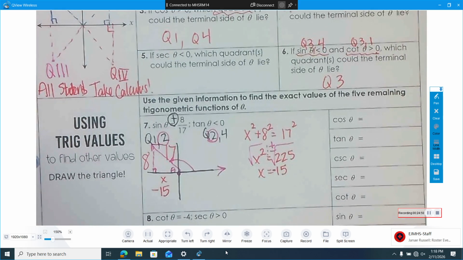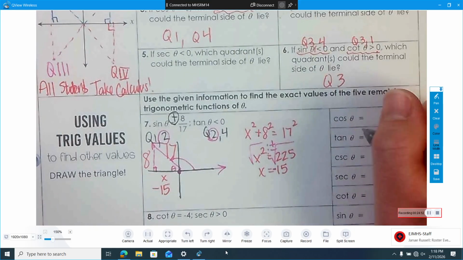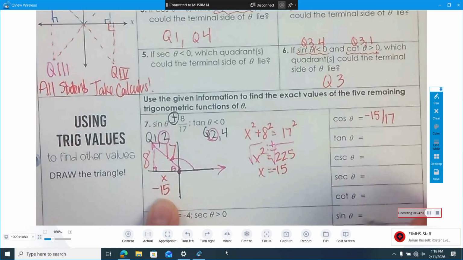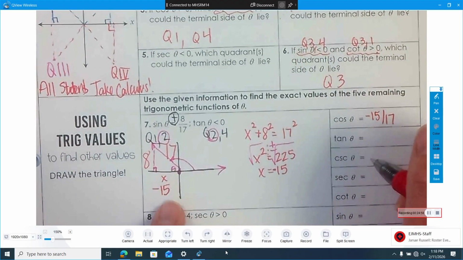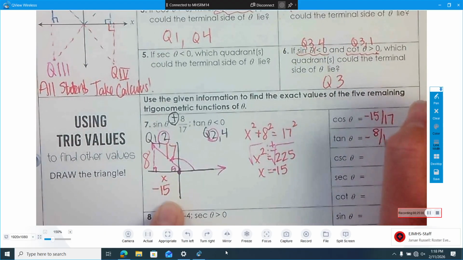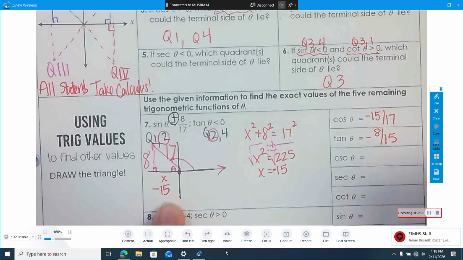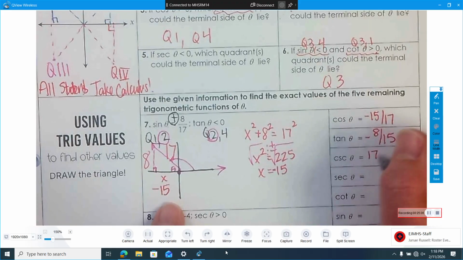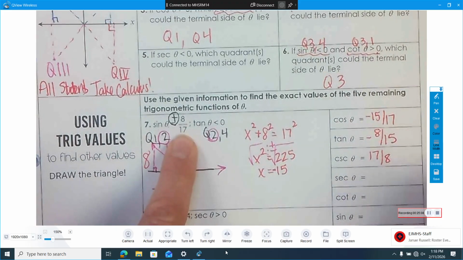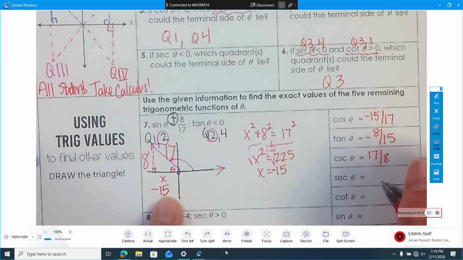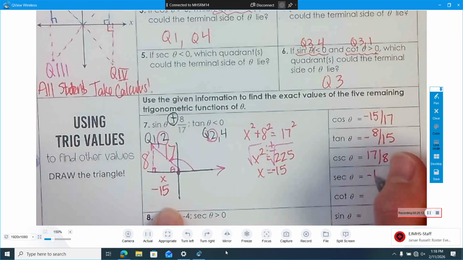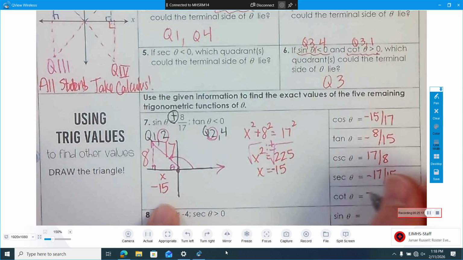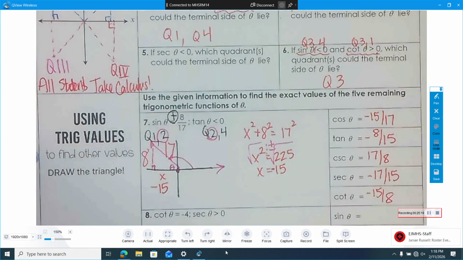It's really quite nice. Let's see. So cosine is going to be negative 15 over 17. Tangent, opposite over adjacent, negative 8 over 15. What's cosecant? 17 over 8, the reciprocal of what was given. Secant is hypotenuse over adjacent, so negative 17 over 15. And cotangent is adjacent over opposite, negative 15 over 8. Okay.